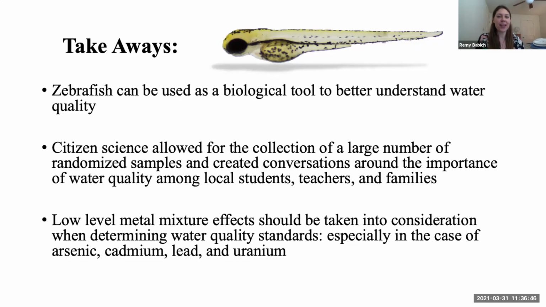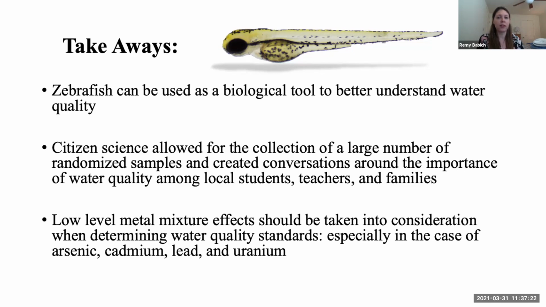So some takeaways from this work: zebrafish can be used as a biological tool to better understand our water quality. Citizen science allowed for the collection of a large number of randomized samples and created conversations around the importance of water quality among local students, teachers, and families. And I think we're really just starting to skim the surface on this. Even with the work that was put into this project so far by our lab, we can do so much more with that data.